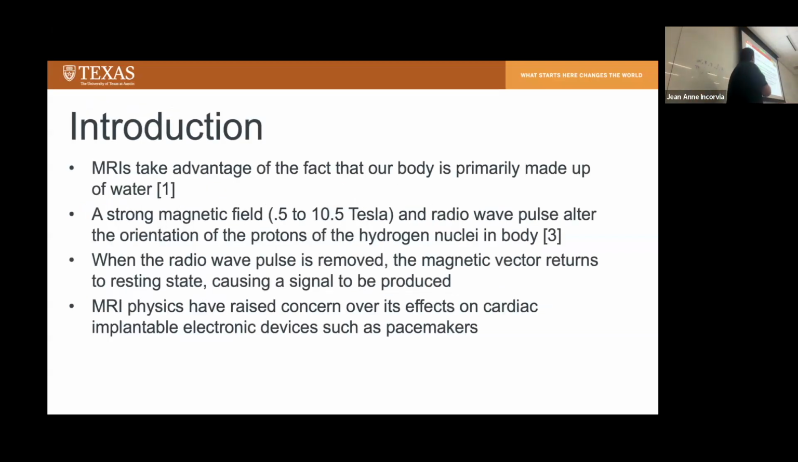So MRIs take advantage of the fact that our body is primarily made up of water. A strong magnetic field and radio wave pulse alter the orientation of the protons of the hydrogen nuclei in the body. I'll go over a little bit about this in the next slide. But essentially, when the radio wave pulse is emitted, it returns the magnetic vector to its resting state, causing a signal to be produced through a frequency. So MRI physics have raised concerns over its effects on cardiac implantable electronic devices such as pacemakers, and we're going to go over that right now.